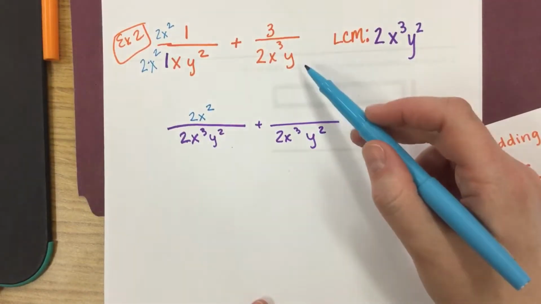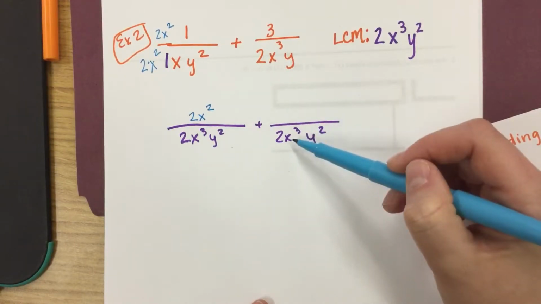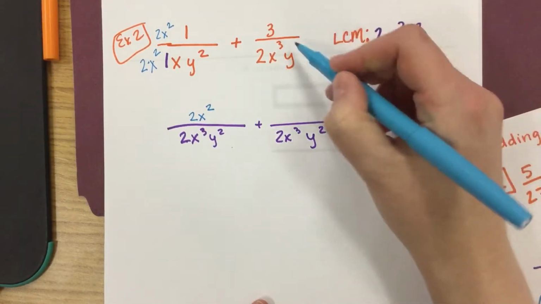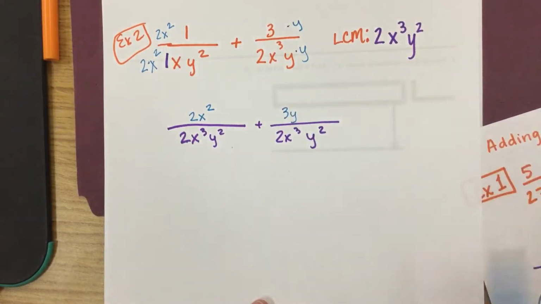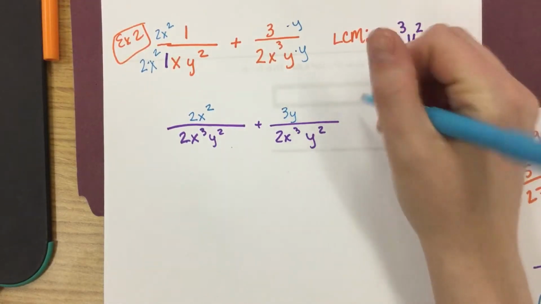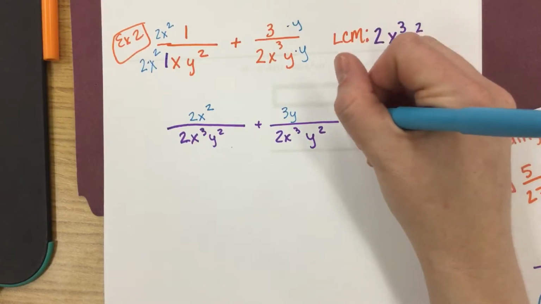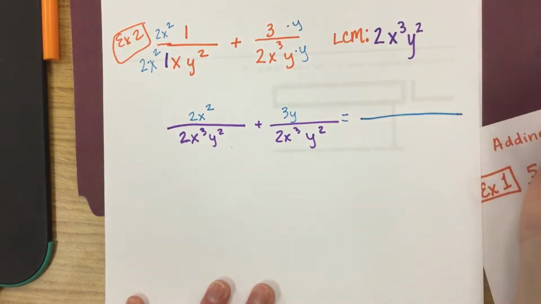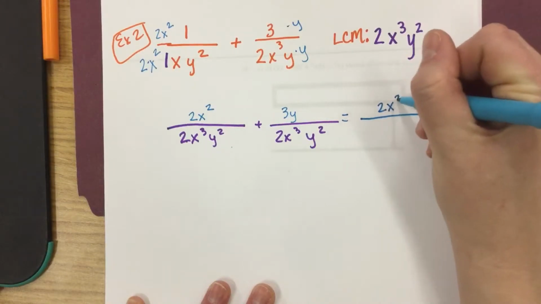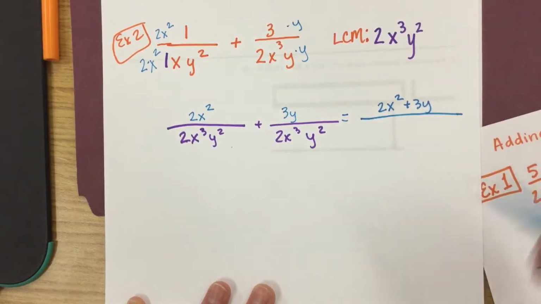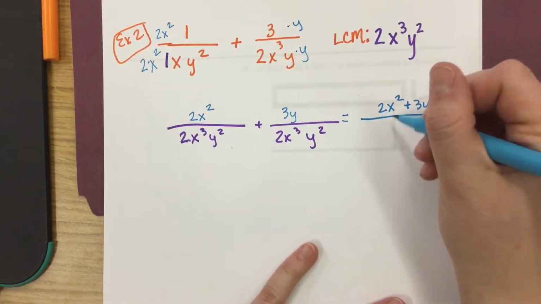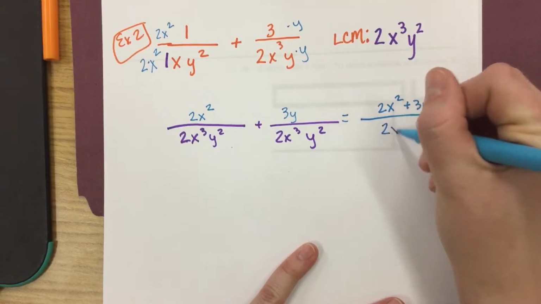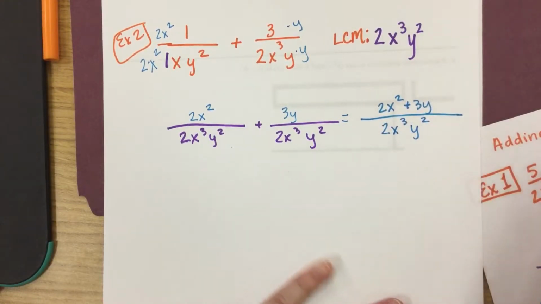So I'm going to do the same thing here. Well, I have 2x cubed in both of them, but this has y squared, so I would need to multiply by y and by y, which gets me to 3y. Nothing is simplifying here. Now I need to combine my numerators. So when I do that, I'm just left with 2x squared plus 3y, and then I want a single denominator, which works out great because I have my common denominator. So my common denominator is the 2x cubed y squared.